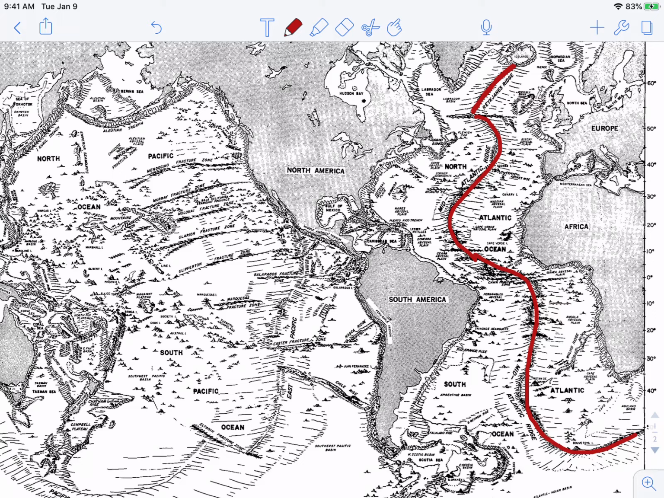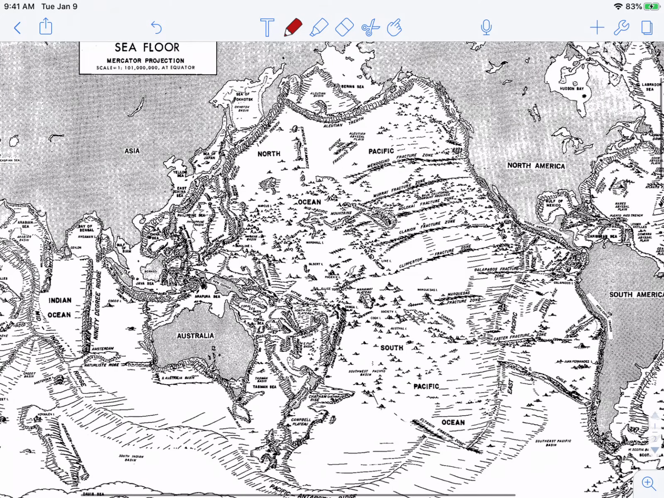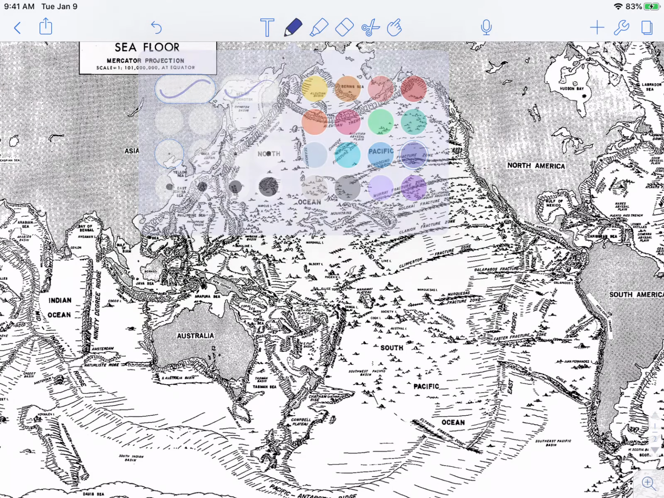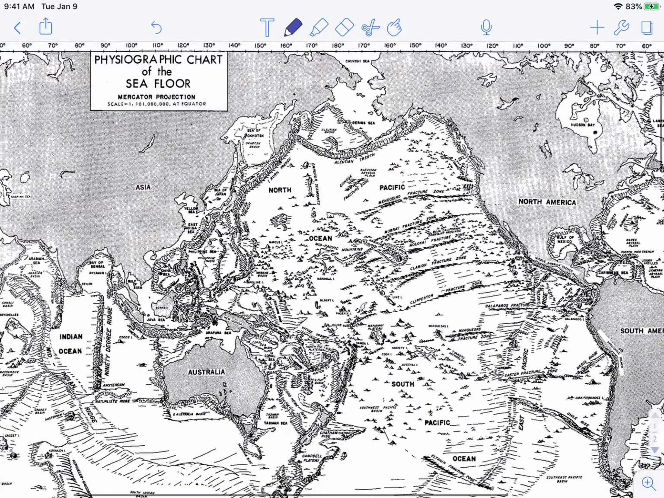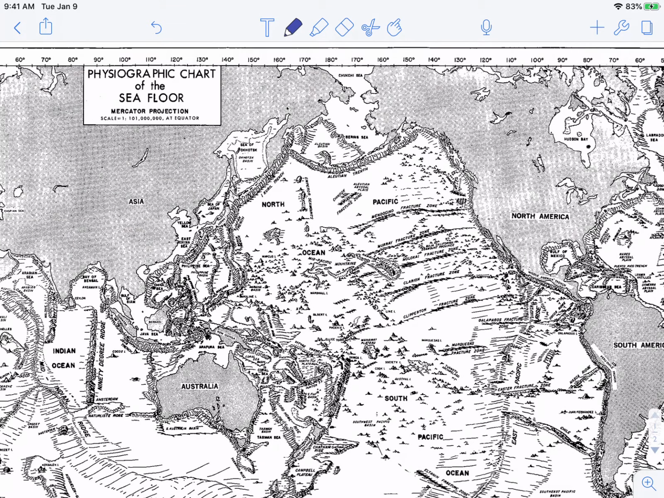Another quick hint that I'm going to let you guys use is the Kuril Trench, right off the coast of Asia, right here. You can highlight that one to start as well, but you'll be able to find many other trenches and ridges on the map.